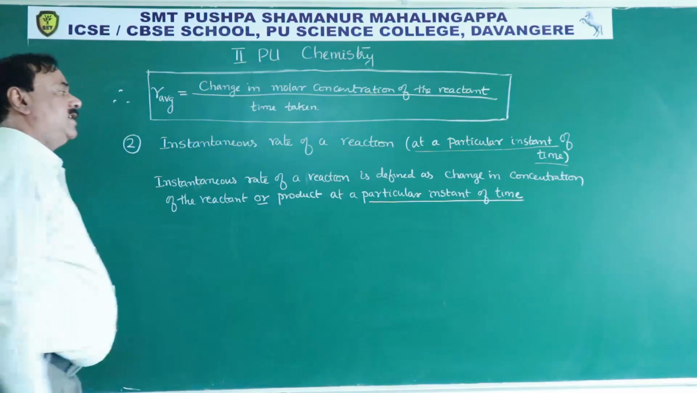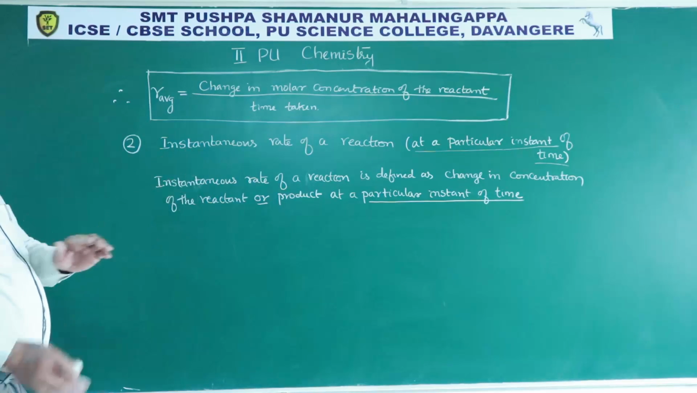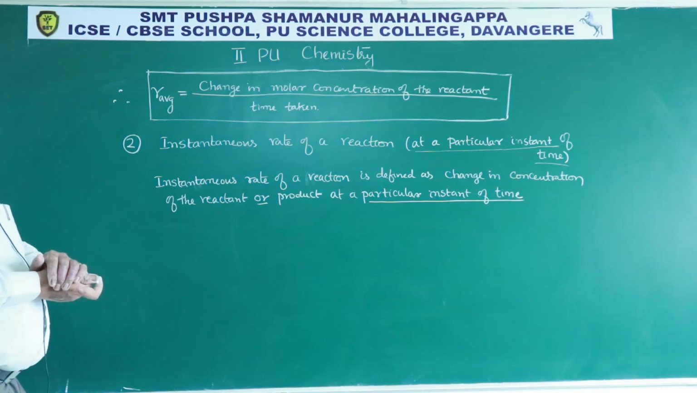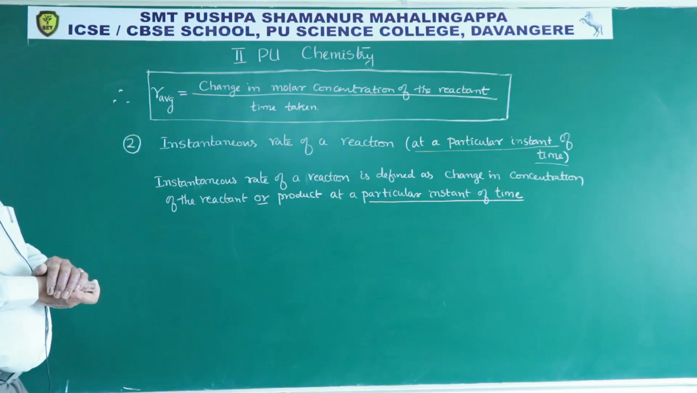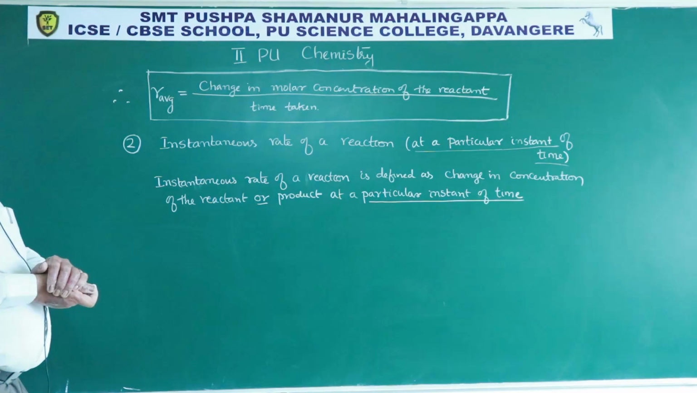What is the average velocity of a chemical reaction? Average velocity or average rate of a chemical reaction is defined as the change in concentration of the reactant or product over a specified period of time.